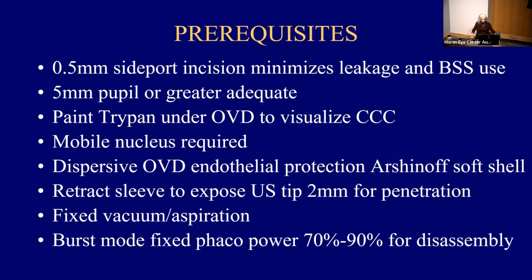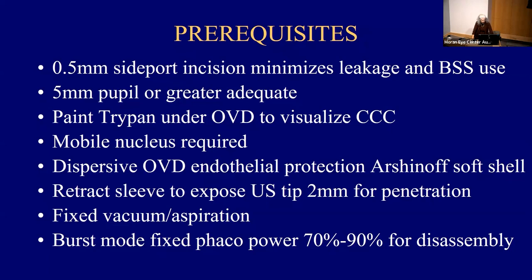A 5 millimeter or greater pupil is all we need. Trypan is very useful in brunescent lenses. It looks like a red reflex, but it really is a brunescent reflex. And you'll see in these cases and the video that I show how we don't see the red reflex till almost the end. So it can be very helpful to be able to see that capsulorhexis edge.